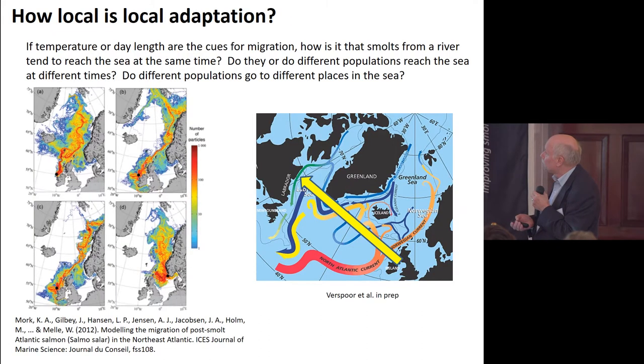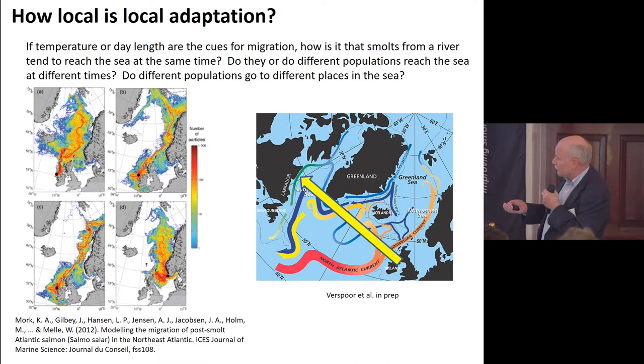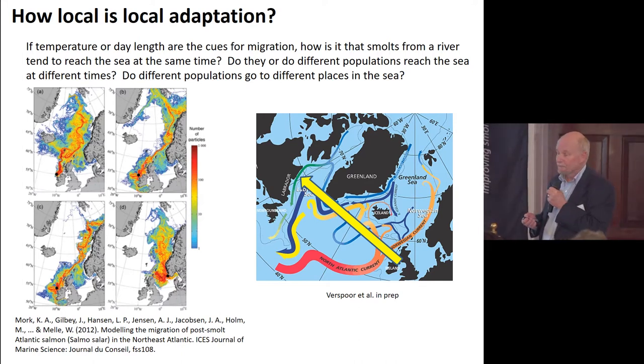And so on. So how local is local adaptation? Well, here's a study we did as part of the South Sea Project. This is a particle tracking model where we looked at if smolt started out in southern Europe, where would they end up if you took currents into account? And the interesting thing that's come out is generally they end up in the Norwegian Sea.